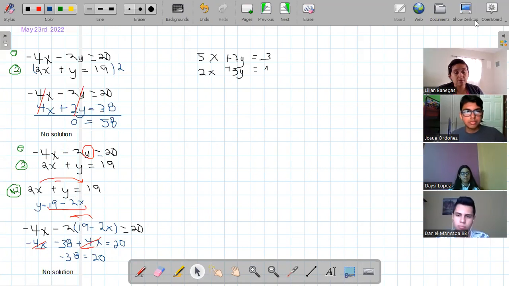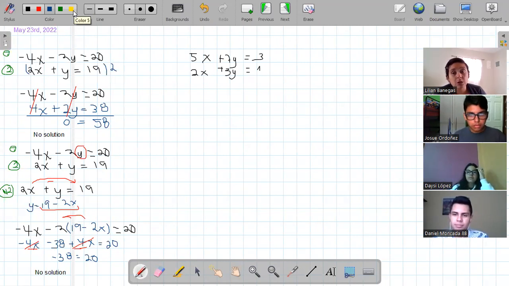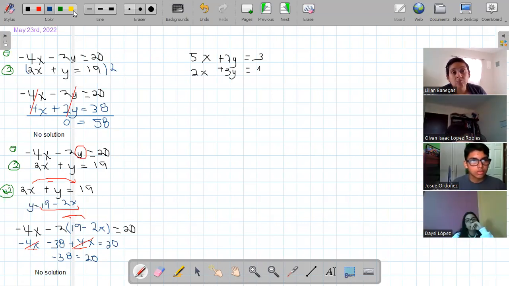No? Clear? Okay, let's do the very last exercise, and let's do it with elimination. So I have 5x plus 7y equals 3, and I got 2x plus 3y equals 1. Every single variable in both equations is positive. One is 5x, the other one is 2x. One is 7y, the other one is 3y. Which variable am I going to eliminate? By what number should I multiply what equation in order to have one of those variables with exactly the same number, but one negative and one positive?